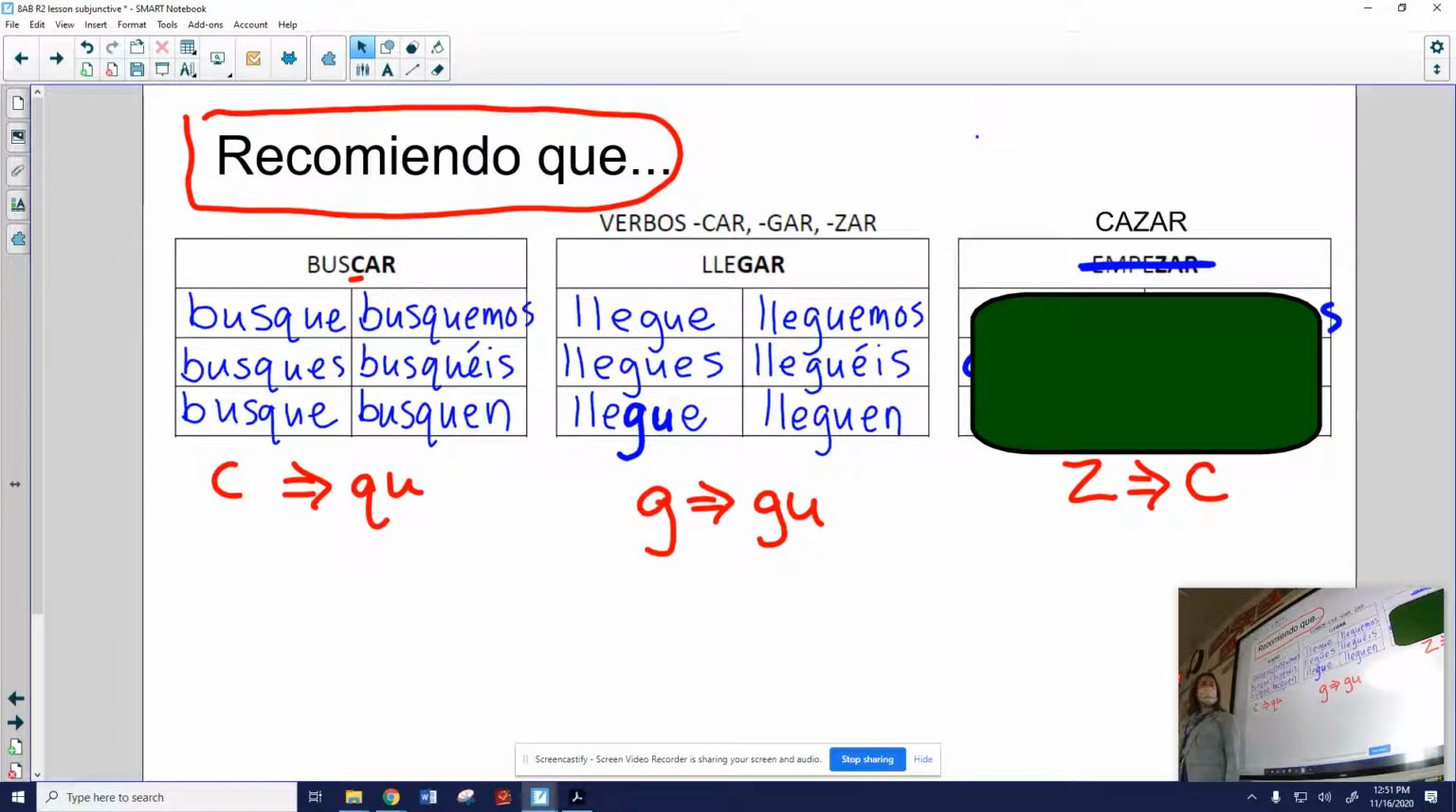I recommend that you arrive at the airport 2 hours before your flight leaves. Recomiendo que llegues en el aeropuerto 2 horas antes de la salida.